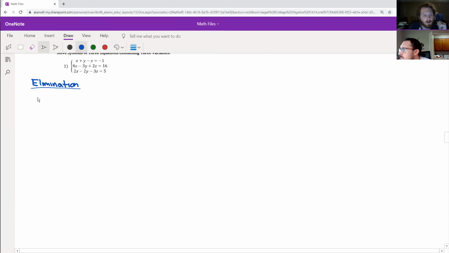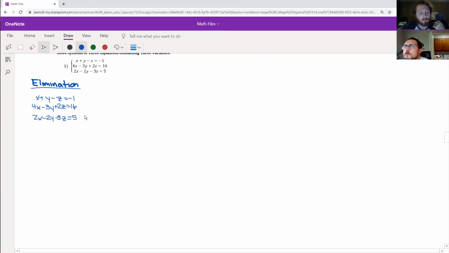Okay, so when you do 3 equations, you have to make multiple steps. So you kind of have to do them all at one time when you do the elimination method. So let's do x plus y minus z equals -1, 4x minus 3y plus 2z equals 16. And then we got 2x minus 2y minus 3z equals 5.